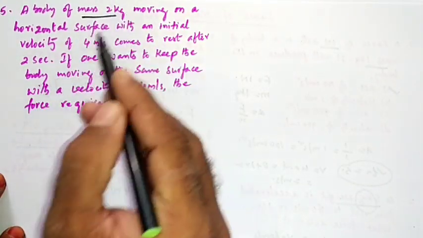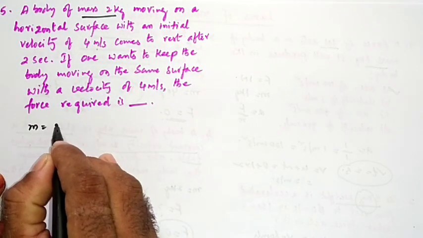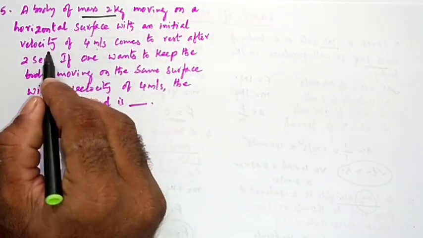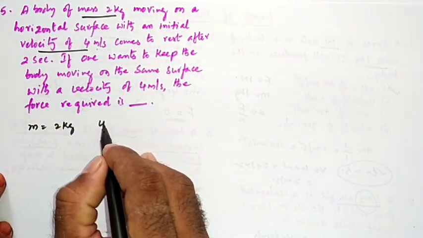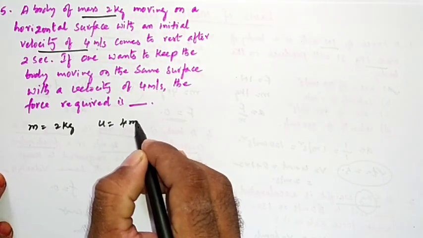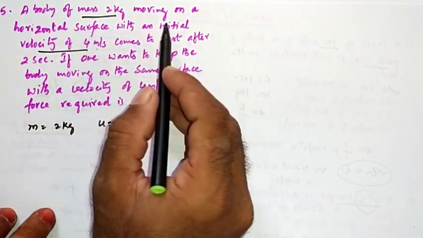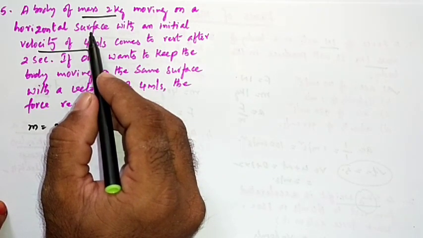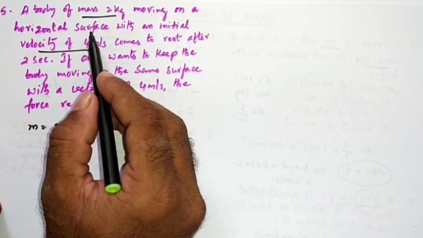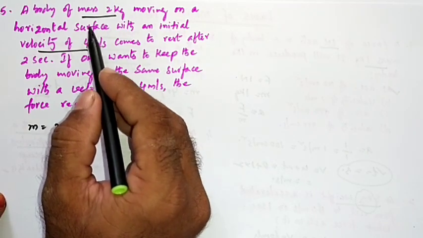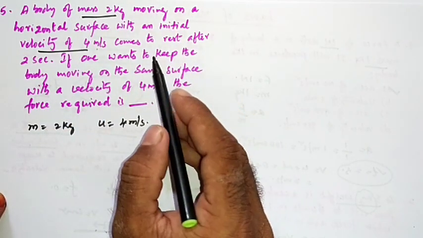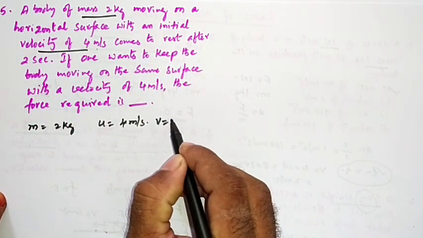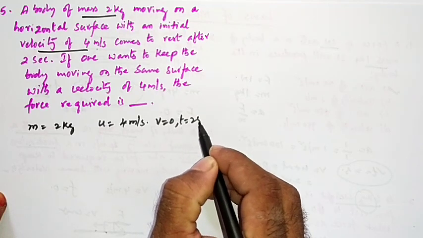Yeah, see this question. A body of mass 2 kg. So first I am writing given data. 2 kg of mass moving on a horizontal surface with an initial velocity, sorry, 4 meter per second. You observe carefully, it is given that horizontal surface. In this case, he didn't say about the surface. That means is it frictionless or friction? So if it is not given, we should consider friction is there. Now it comes to rest after 2 seconds, means its final velocity is 0 after 2 seconds.